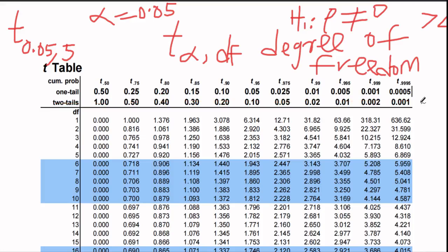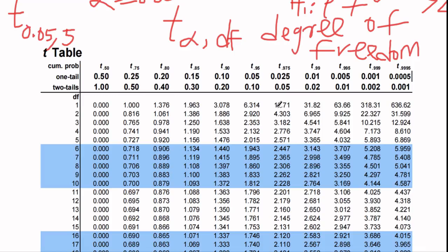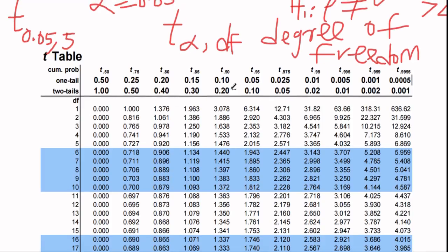Now, looking at the two-tail test, 0.05 is here, and what's the degree of freedom? The degree of freedom is 5, so it's here. You can slide your hand along. If you draw a line on your table, you may destroy the table. The table may not be usable again. So the lines intersect here, and that gives us 2.571.